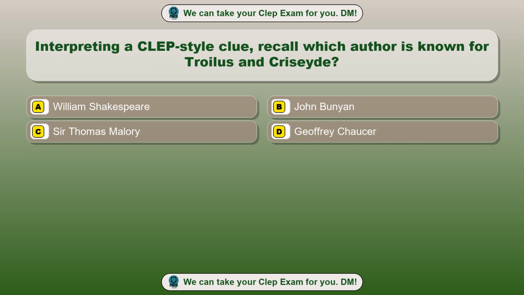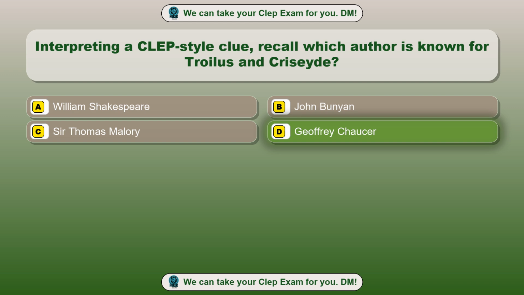Question 96. Interpreting a CLEP-style clue, recall which author is known for Troilus and Criseyde. Option A. William Shakespeare. Option B. John Bunyan. Option C. Sir Thomas Malory. Option D. Geoffrey Chaucer. The correct answer is option D.